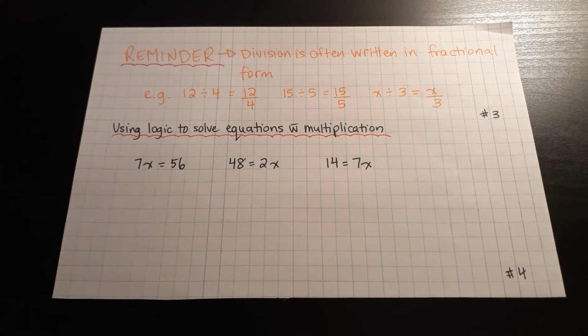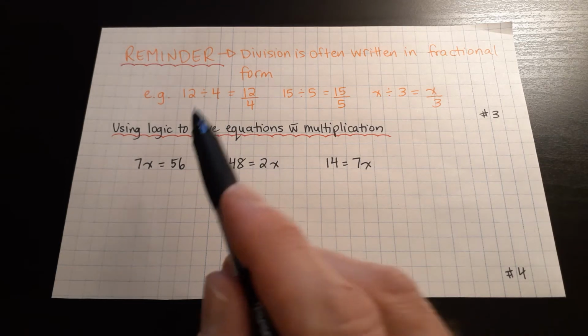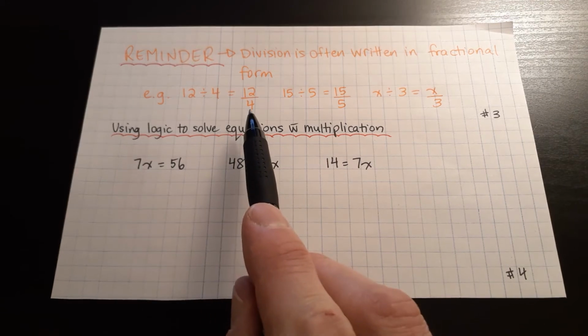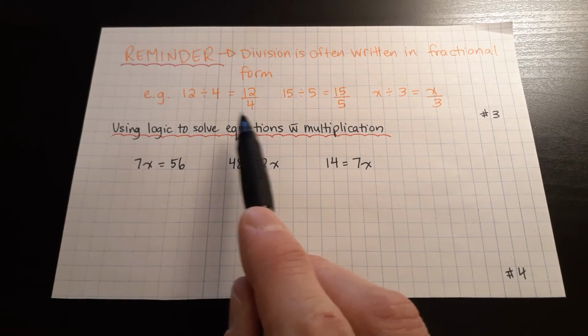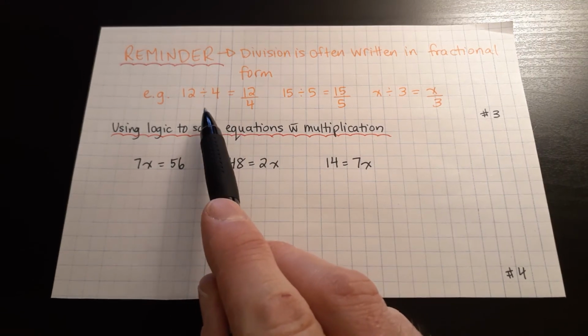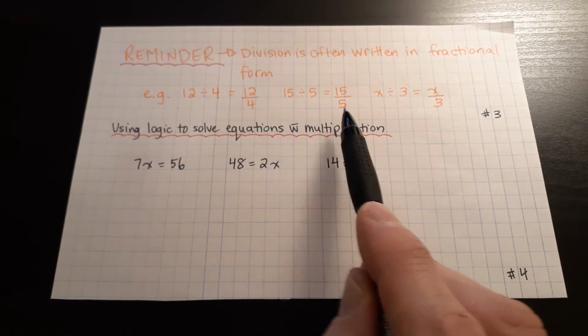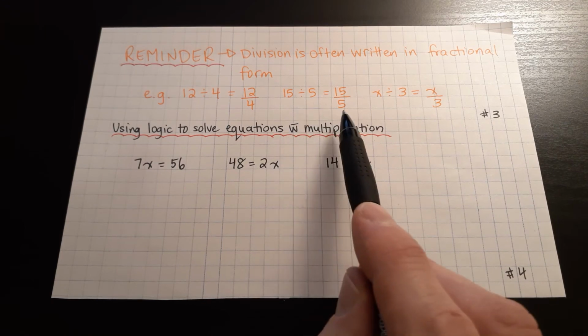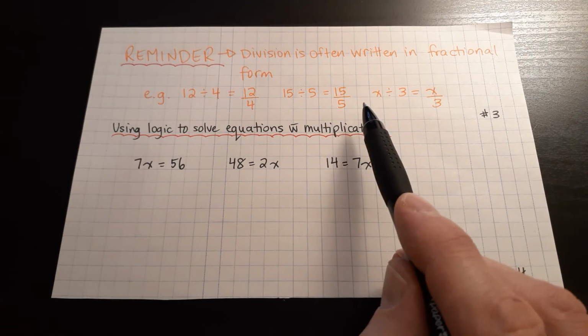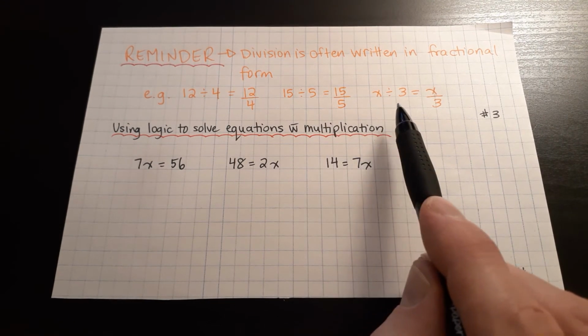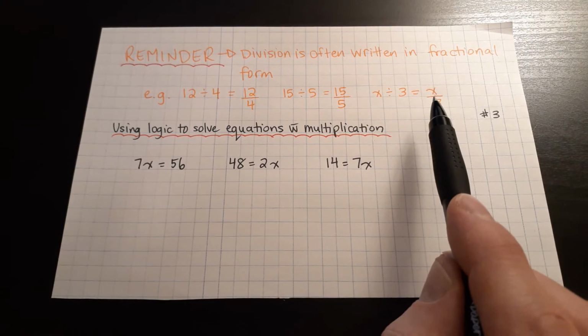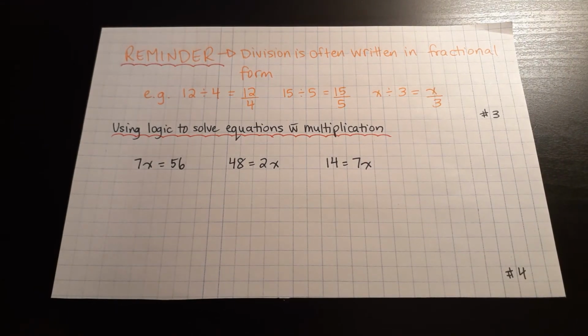I used orange ink. It's showing up okay. But it says division is often written in fractional form. So again, I have some examples here. 12 divided by 4 is the same thing as writing 12 over 4. Notice I've used an equal sign, which means that this side means the same thing as this side. 15 divided by 5 is the same thing as 15 over 5. And then here I've used a variable, but x divided by 3 is the same thing as x over 3.